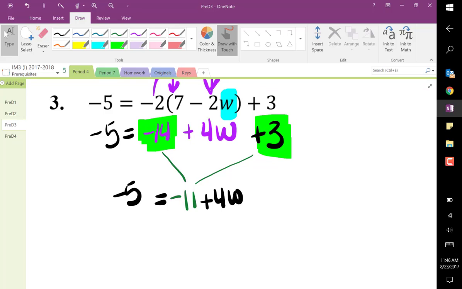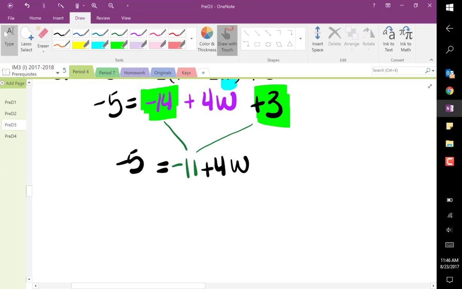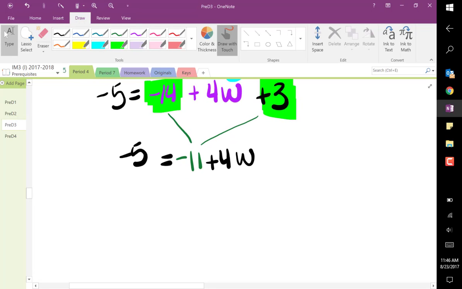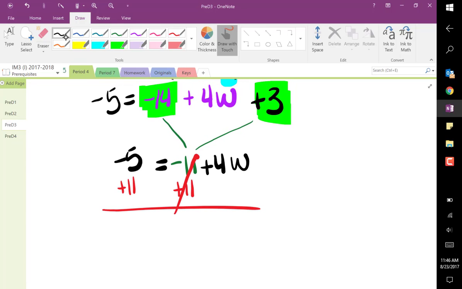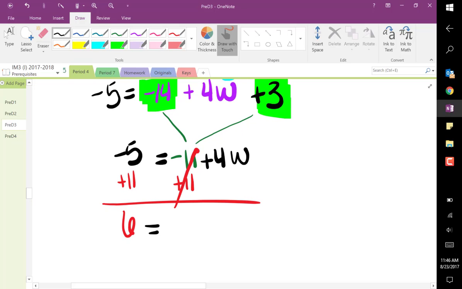That looks not like a W, and it is a W. If you can't read something, do not be shy. I'm not offended. Okay. What do I do next? Yes. Add the 11. Very good. Okay. Gone. Bring it down. What is -5 plus 11? 6. Very good. In black is what did not change.